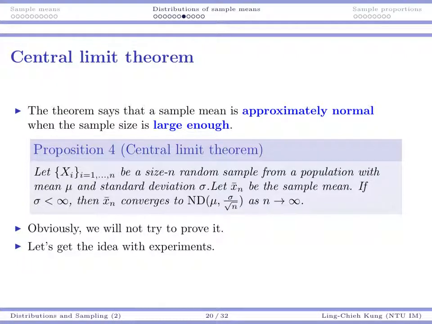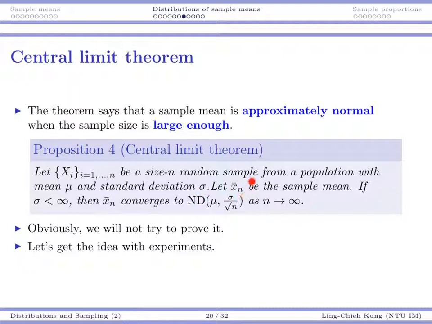Okay, so let's talk about central limit theorem. The theorem says that a sample mean, your random sample mean, would be approximately normal when your sample size is large enough. Or technically, let xi be a size n random sample from a population. Here the population distribution is unknown to you. We do not say it's normal or not. From a population with mean mu and standard deviation sigma.